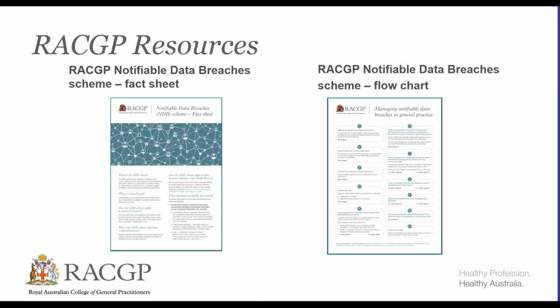Thanks, Amanda. So the college has also got some really excellent resources on this. These two, the fact sheet and the flow chart, both probably contain a really good summary of what's been discussed today and have a lot of information there to guide making decisions. The fact sheet talks about how to define an eligible data breach, and the flow chart takes you through that, including the eHealth record. So they're both easily available on the college site.